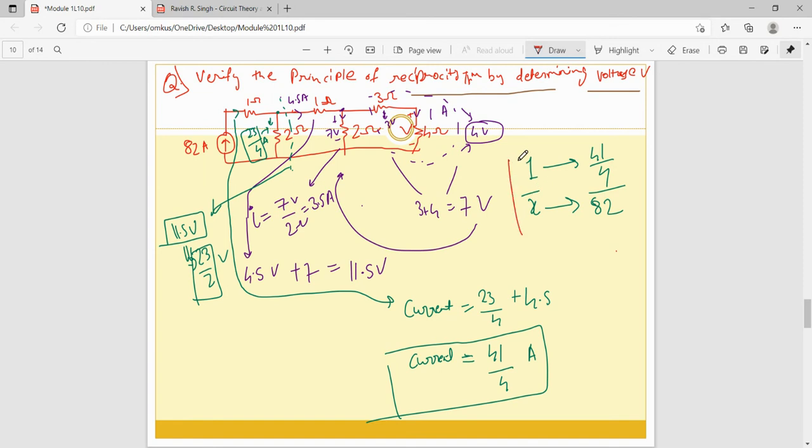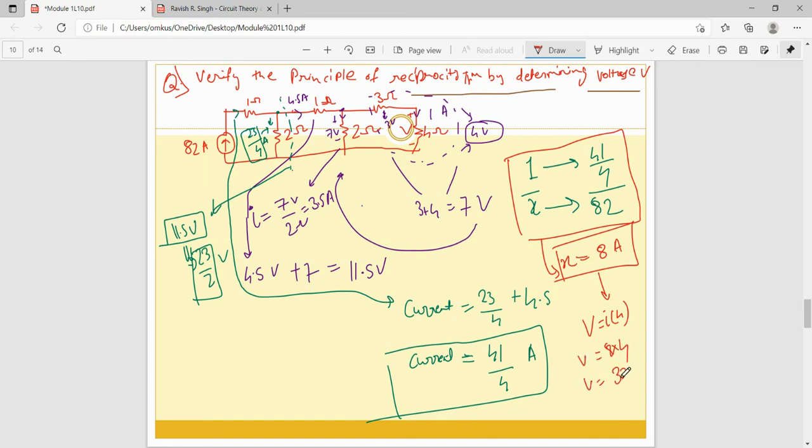When you find this value of x, you will get 8 ampere. So put this value of 8 ampere from this. So what is the voltage drop across this? The whole voltage drop is I into 4, which is equal to 8 into 4, nothing but 32 volt, right? So you will get 32 volt.